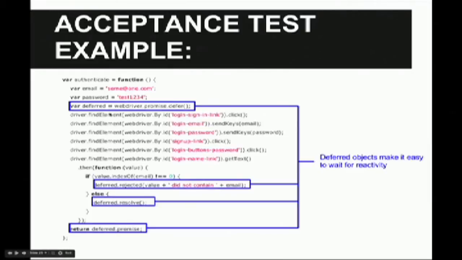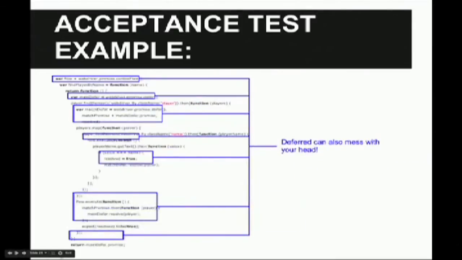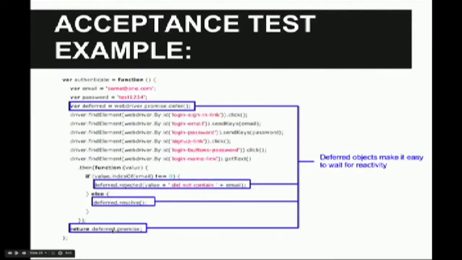We create a deferred object, and when the authenticate method is called, this function will run very quickly, and that promise will be returned. But the deferred object will only be resolved after the get text then has been fulfilled. And here we check to see if the email was not the correct one, then we reject the deferred object. This is how you basically handle DOM reactivity.